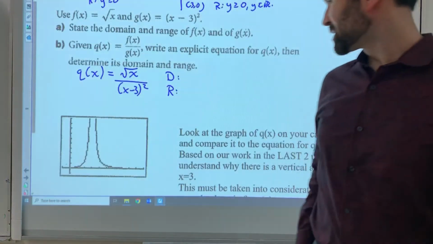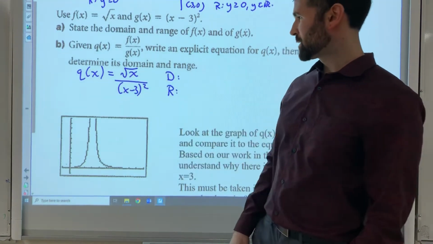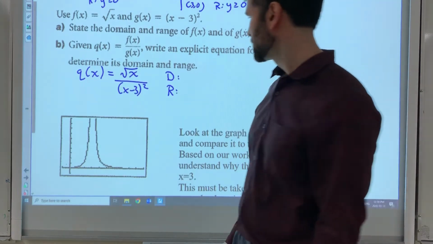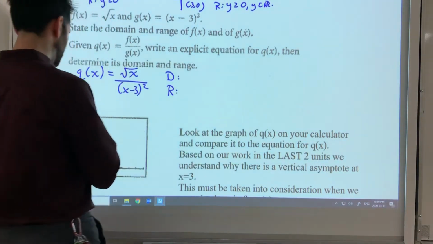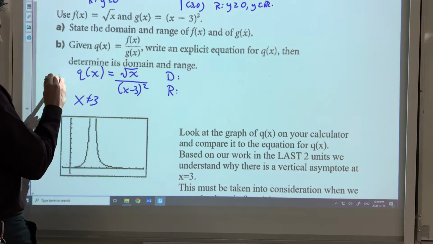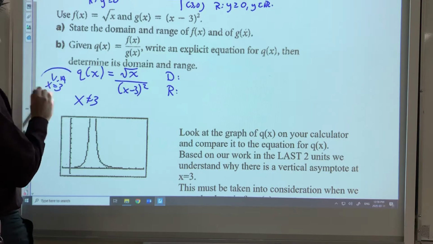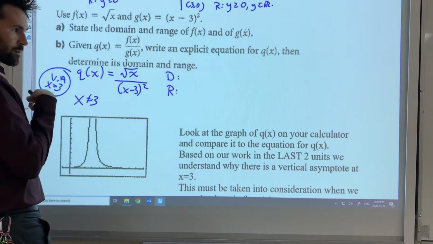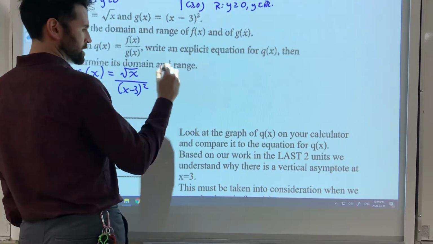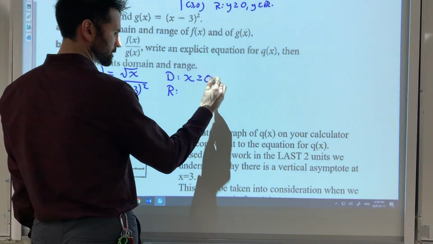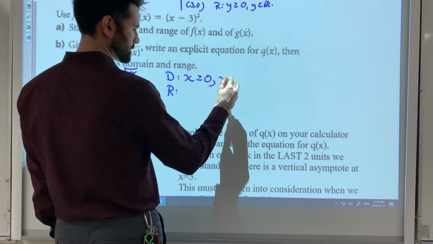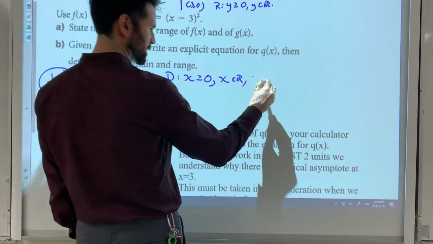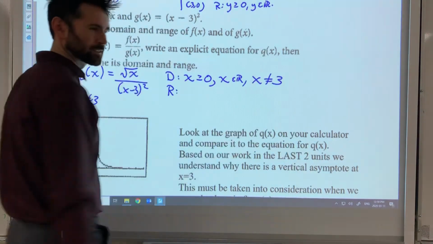All right, the domain and range. Well, we know from this kind of function that we're going to have some restrictions down here, right? We can't plug in x equal 3. So x cannot equal 3. Actually, that's going to be a vertical asymptote, x equal 3. That's interesting. We also can't plug in anything that's less than 0. So you're going to have to say x is greater than or equal to 0, x element of the reals, but you also have to stipulate you can't plug in 3, so you would say x does not equal 3.